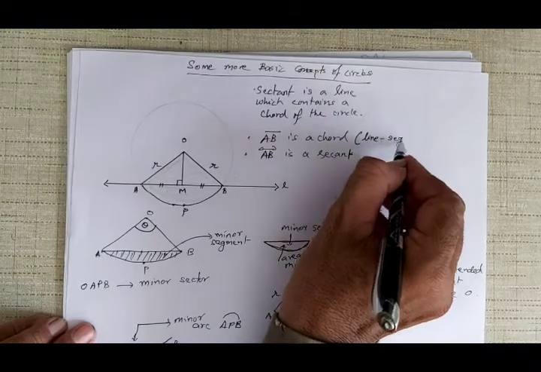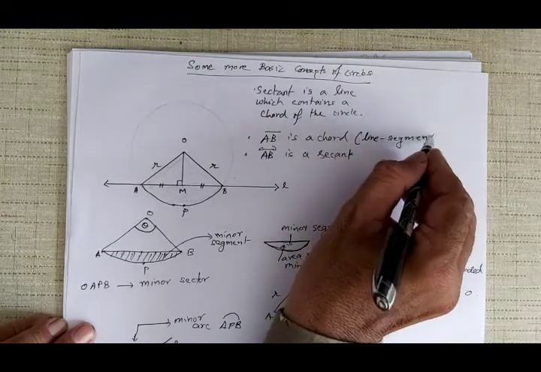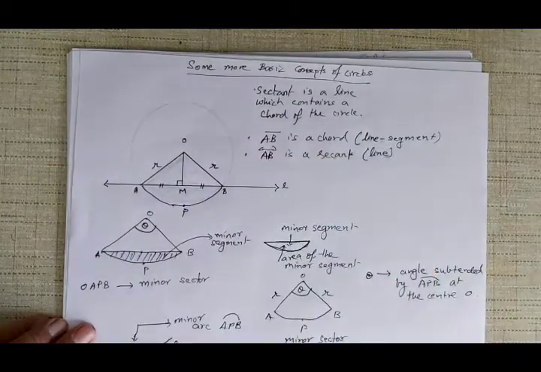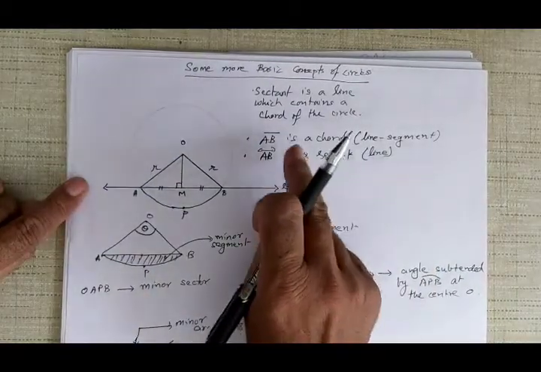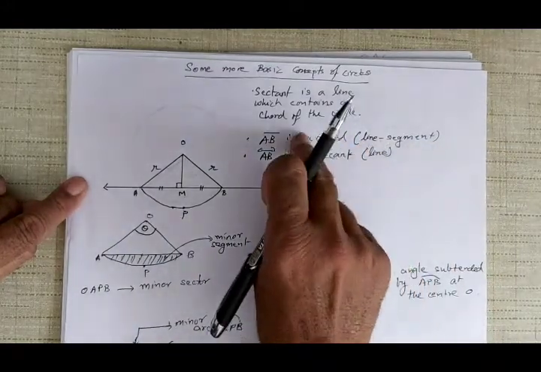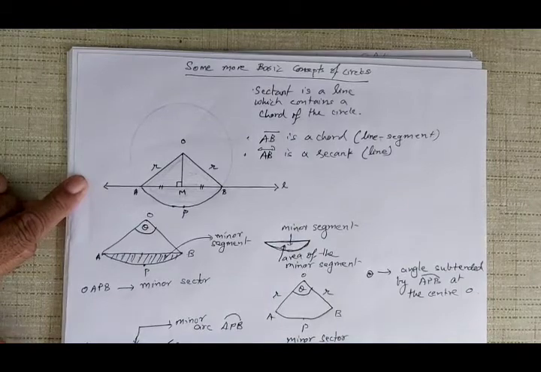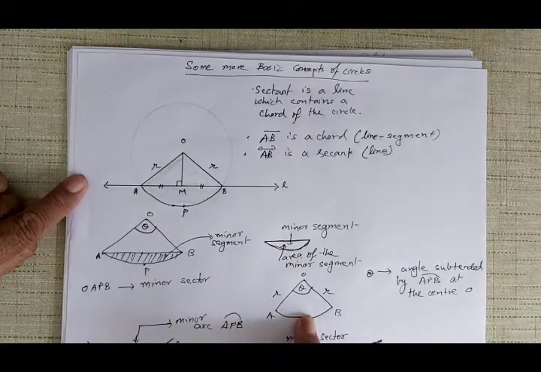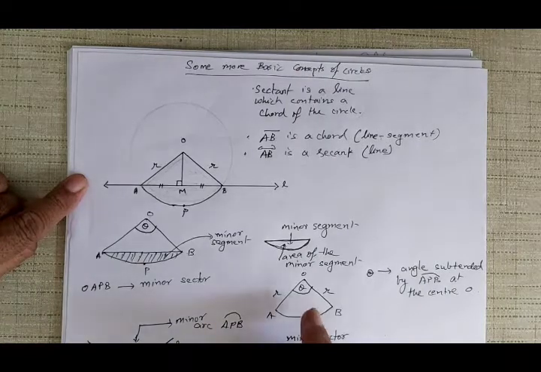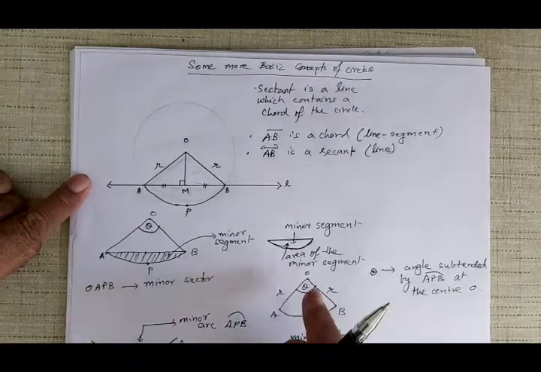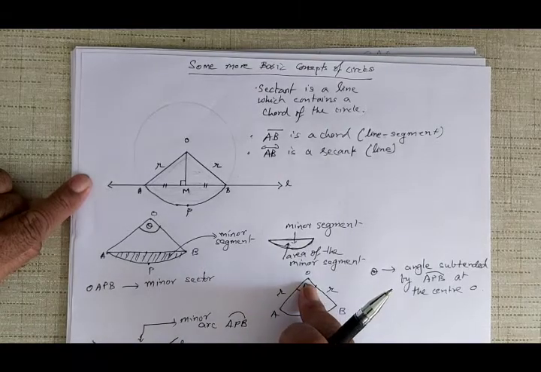Okay, a chord is a line segment, whereas a secant is a line. That is the difference between the two. So a secant is a line, a chord is a line segment, and a secant is a line which contains a chord of the circle. Angle at the center, minor segment, minor sector, minor arc.